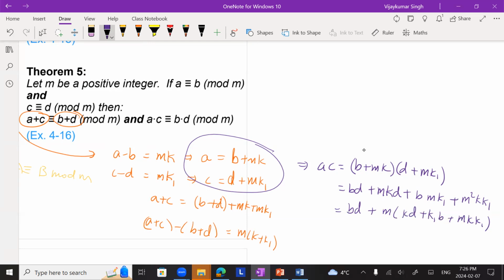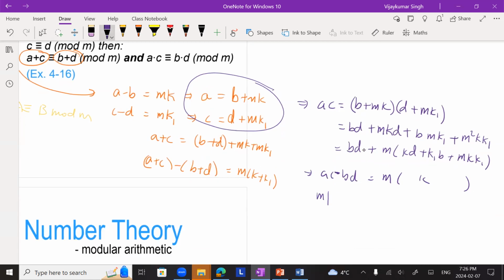Because at the end of the day, I want to show that AC minus BD is M times some integer K. I don't care what that integer is, but I want to show that it is M times K. So M divides this. This means AC is congruent to BD. So these two numbers are congruent.